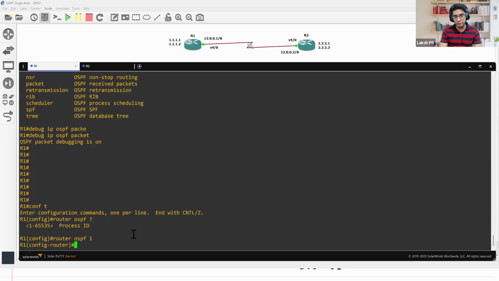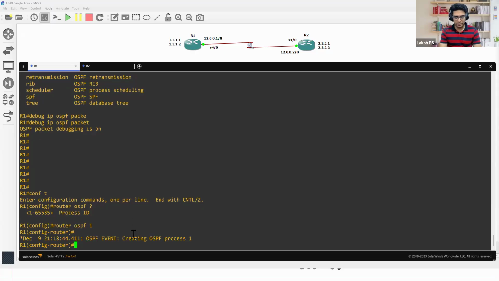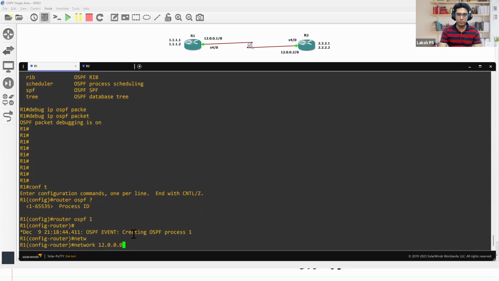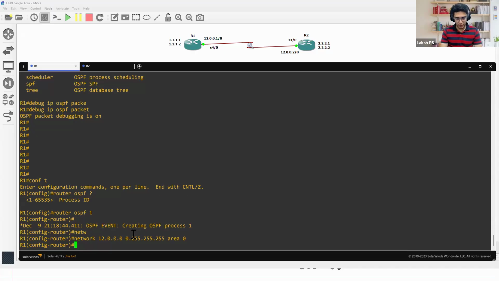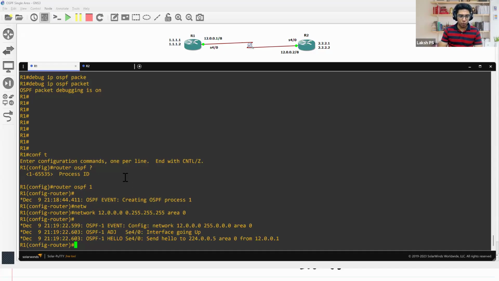Then the network that I want to advertise. Network 12.0.0.0, and the wildcard mask is 0.255.255.255, and area 0. As I said, we'll talk about area 0 later, what is an area. But just remember that if two routers want to be OSPF neighbors or form an OSPF adjacency, they should be in the same area. Okay, done. Now let's go on R2.